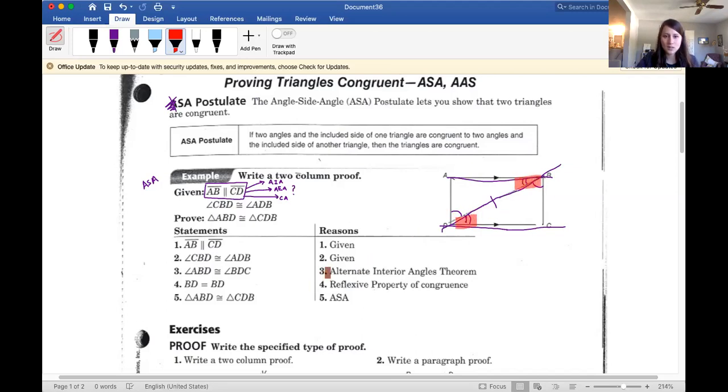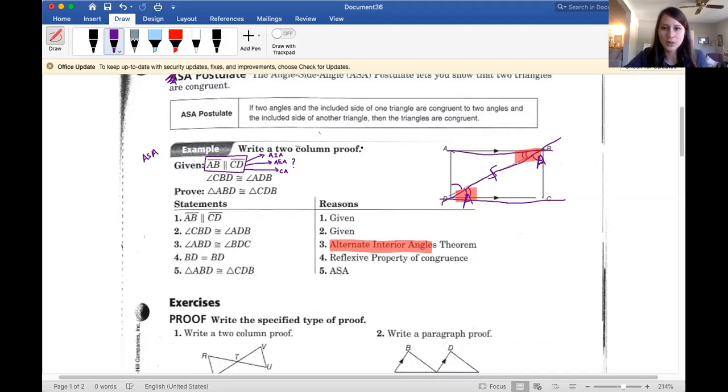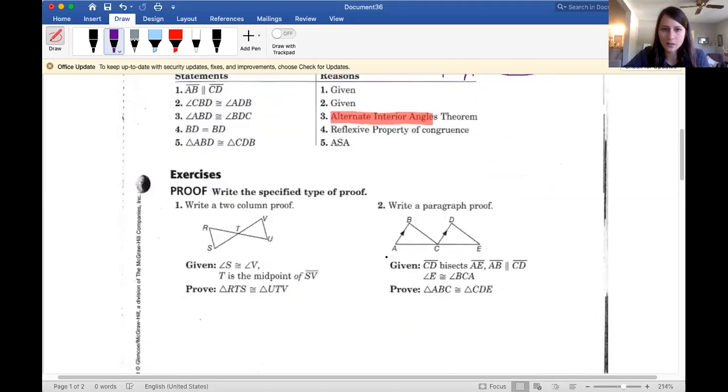So as we can see, alternate interior angles prove that ABD and BDC are congruent, and then they did use the reflexive property. And so once we have that, we can check this off. I've got an angle, a side, and then another angle right here, ASA, right? The ASA postulate. So there I go. That is done. I can prove those to be congruent.